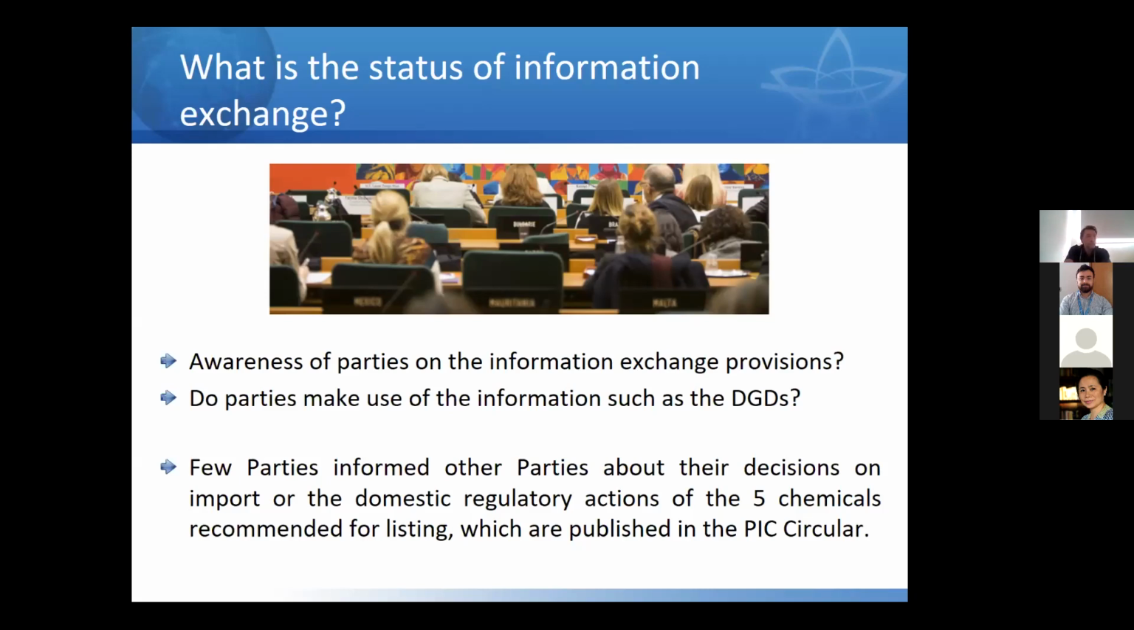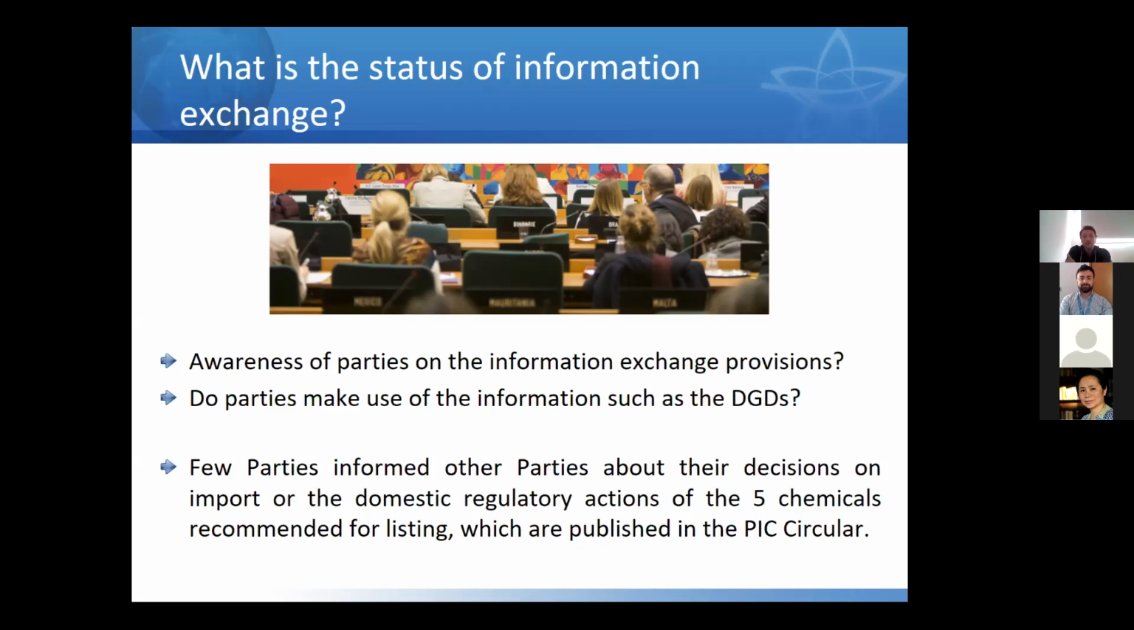Then the parties are supposed to provide all the publicly available information on domestic regulatory actions relevant to the objectives of the Convention, and that is protection of human health and environment. And also to provide information to other parties directly, with the communication between each other or through the Secretariat, on all the domestic regulatory actions that substantially restrict one or more uses of the chemical.